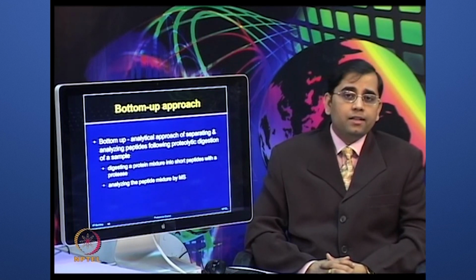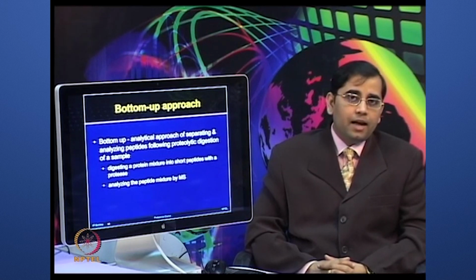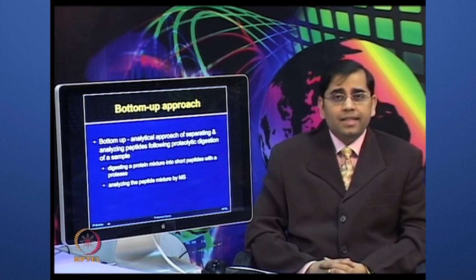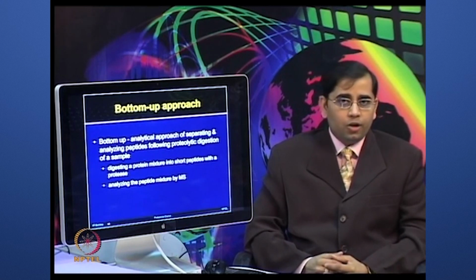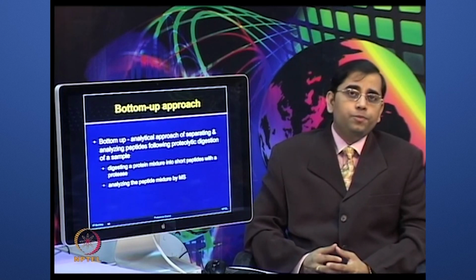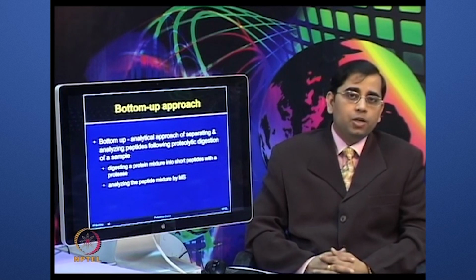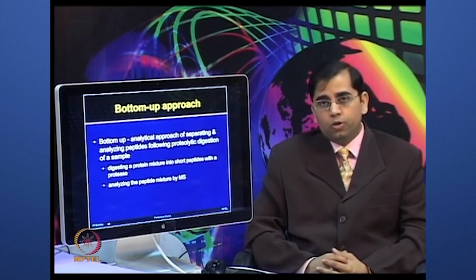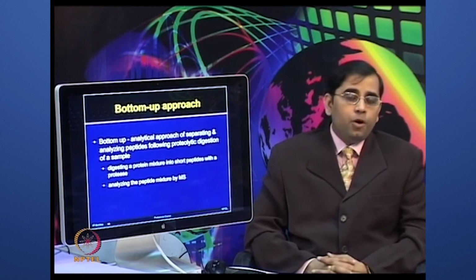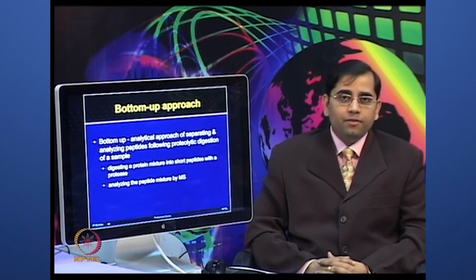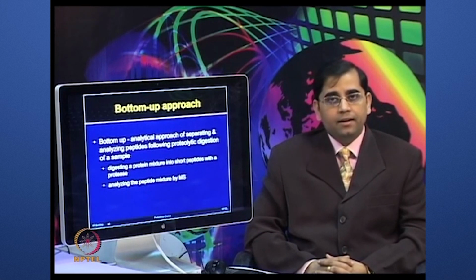The advantage of this approach is that one can obtain more sensitivity and higher proteome coverage. The disadvantages include that the information about the protein isoforms is lost, and it is also unable to distinguish very close sequence homologs. So, both top down and bottom up approaches have their own advantages and disadvantages.